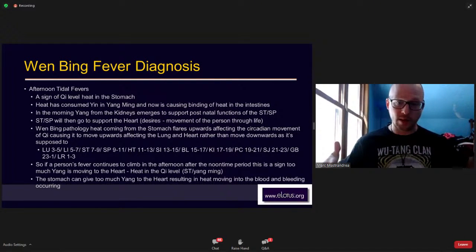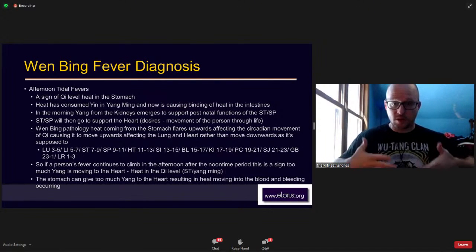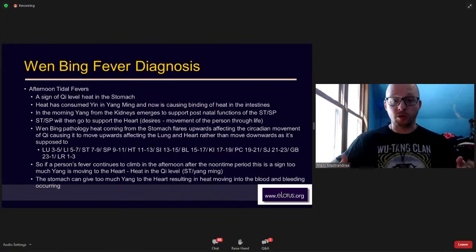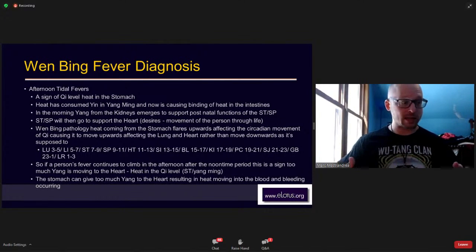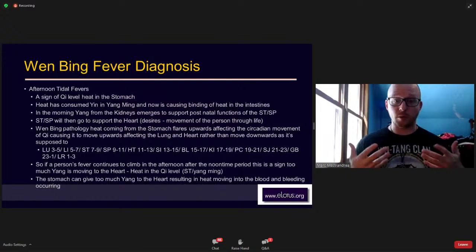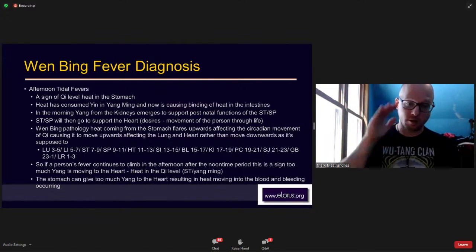So what happens is the Yin deficiency in the stomach starts resulting in upflaring of fire, right? It's a full heat condition, but the Yin deficiency is starting to come on, which means that it's not just in the stomach anymore. You start to get this upwelling of fire moving upwards, right? Because the Yin can't anchor this heat.